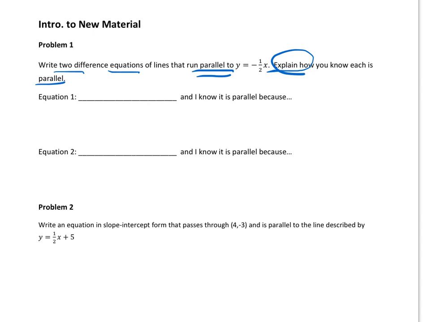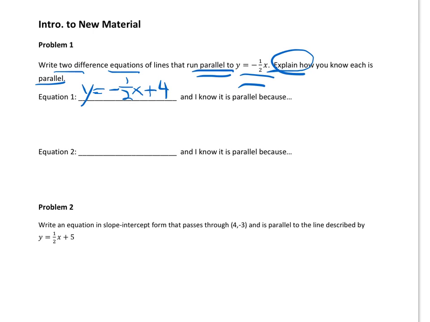Well, let's think back to what we know about parallel lines. I actually want you guys to hit pause here. Give it a try. Try to write 2 equations that are parallel to this one right here. Hit pause and do that. Think about it if you have to for a while. Okay, here's one of my equations, and yours don't have to be the same at all. But one of my first equations is I'm going to do y equals negative 1/2 x plus 4.